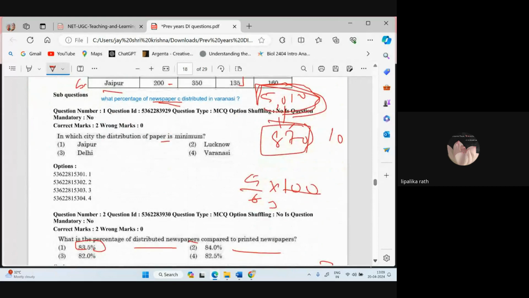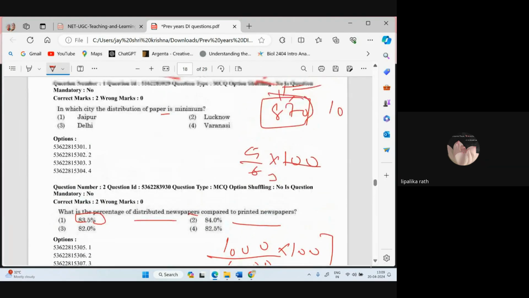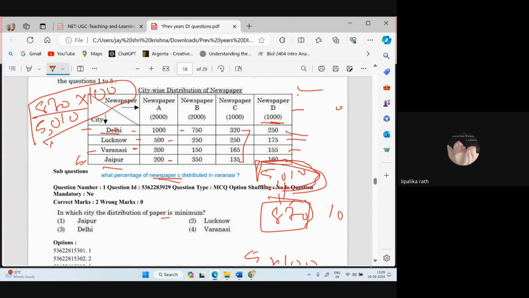Sir, here I understood. But sir, in the question, they have not given printed, only given distribution. But how could I understand? Understood? Sir, can you show the question again? Yes, sir.